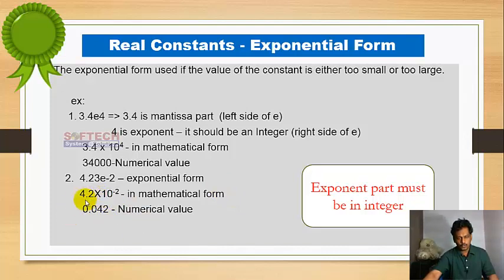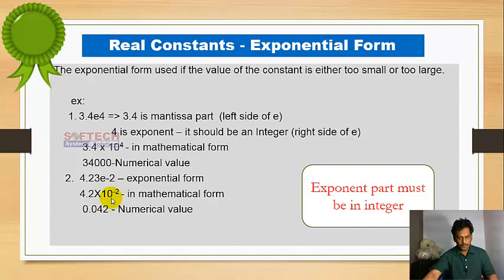4.23 is divided by 10 power plus 2. We can also write this value like this, that is 4.23 divided by 10 power plus 2, that is 4.23 divided by 100, and this is the value 0.0423. So this is exponential form.